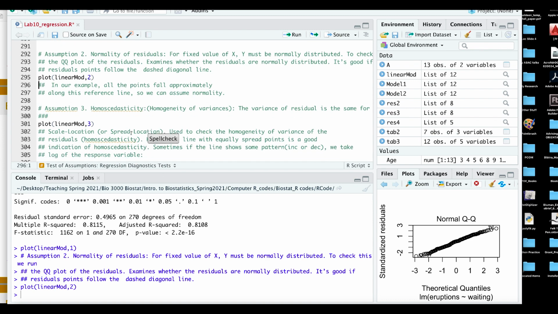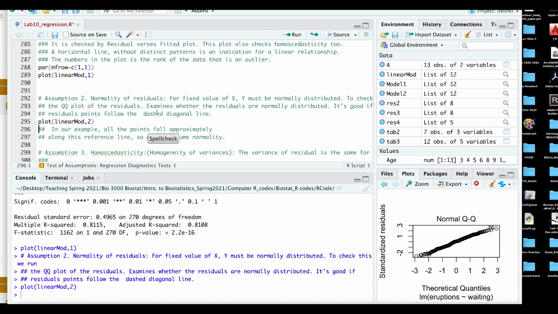Okay. Next is homoscedasticity, homogeneity of variance. Let me talk about the normality assumption again. So normality of residuals. Oh, I think we did that already, right?